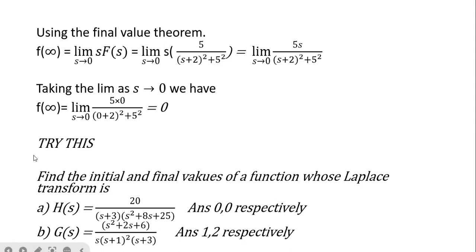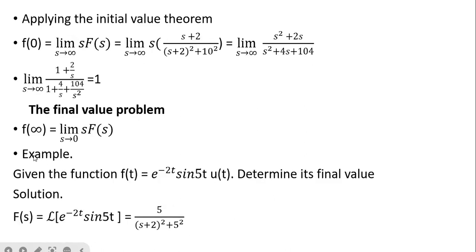So when you do that, at the end of the day, you see this. So that means the final value for this particular function is actually 0.